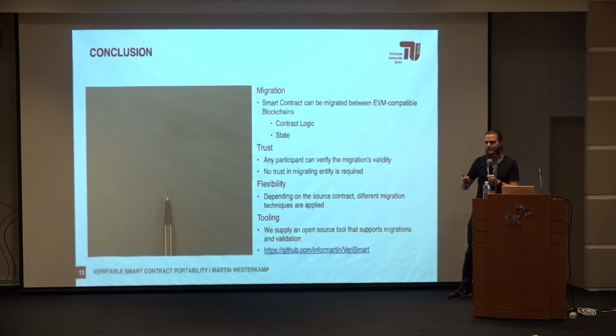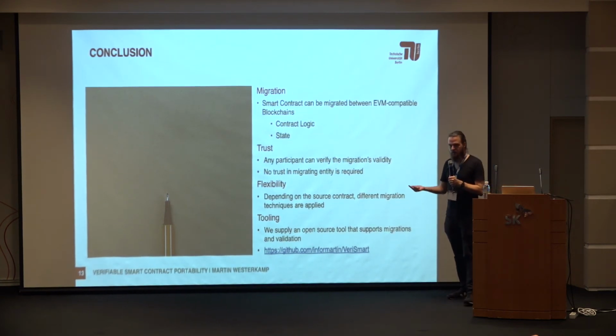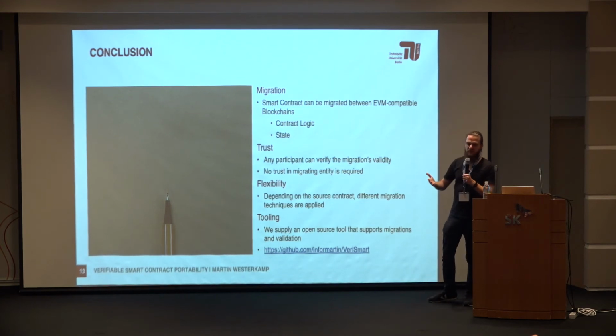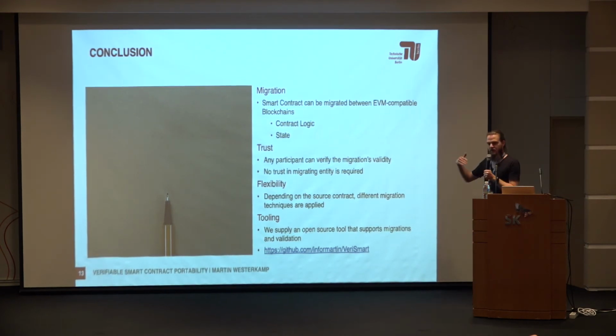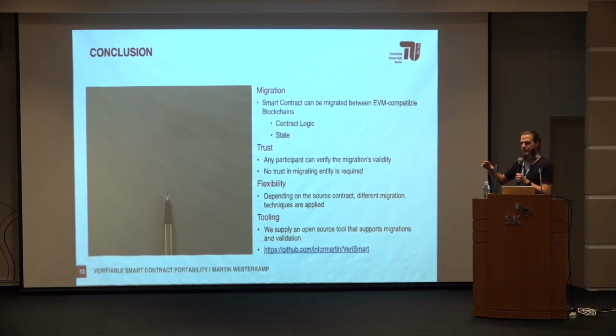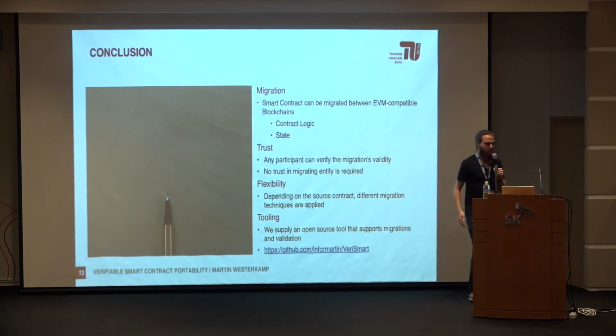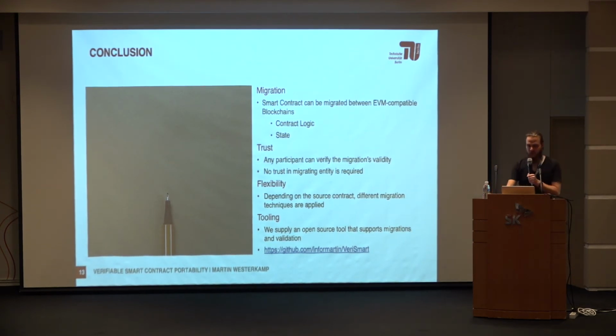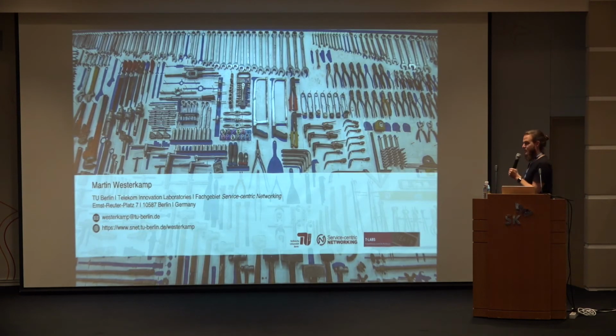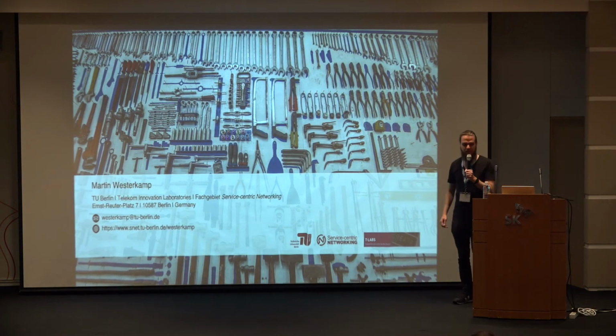including the state and the bytecode. We don't put any new trust assumptions because we can validate the entire process externally, and we have high flexibility because we can port a whole range of smart contracts, including those with references and those with large states. And we have created an open source tool that you can check out here on GitHub under this link, and you're welcome to test it and, of course, to contribute. So, thank you very much, and I'm looking forward to your questions.